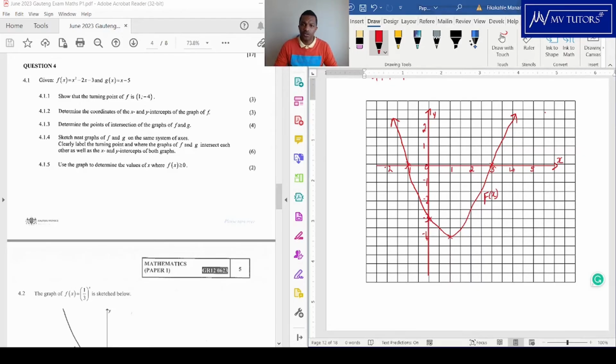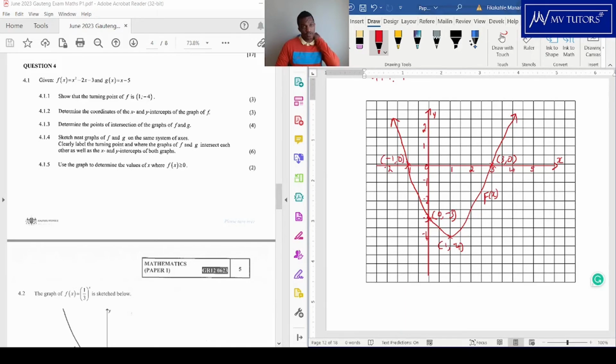Right now we just need to put the points for marks. This is 1 and minus 4. If you don't show these, you lose some marks, so please make sure that you put them. This one is 0 and minus 3. This one is 3 and 0. This one is minus 1 and 0. Cool.